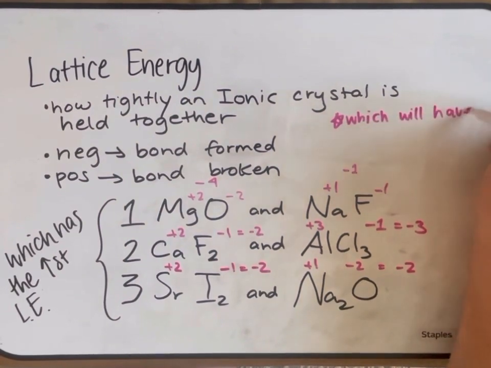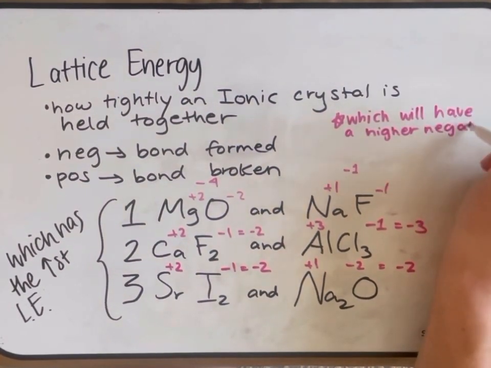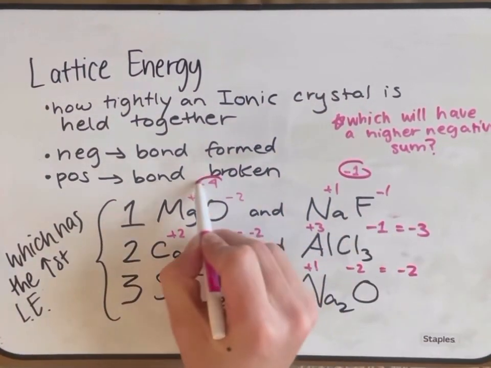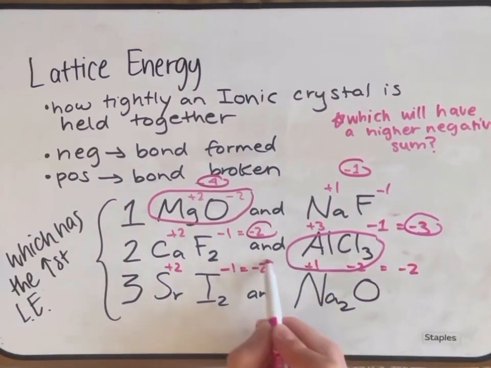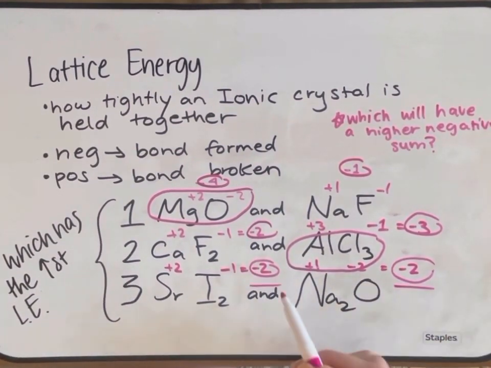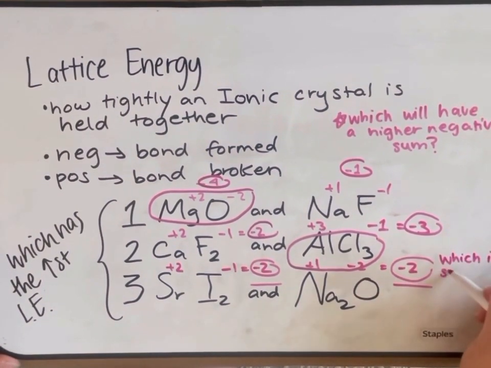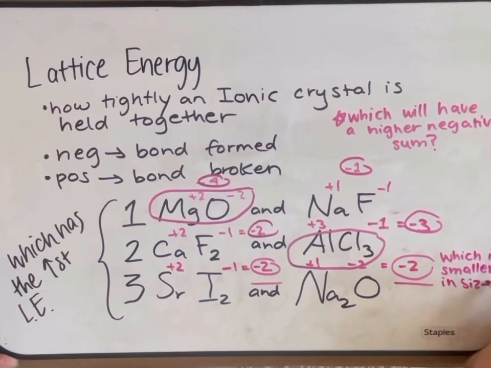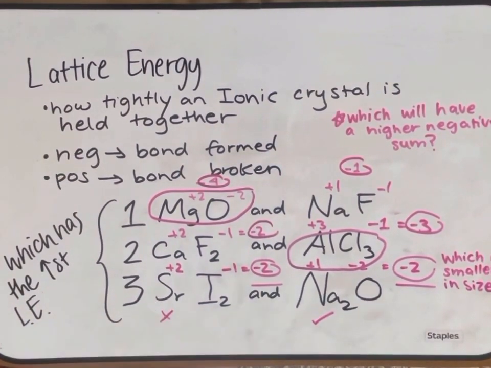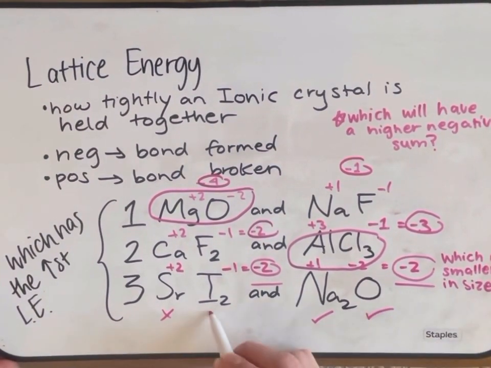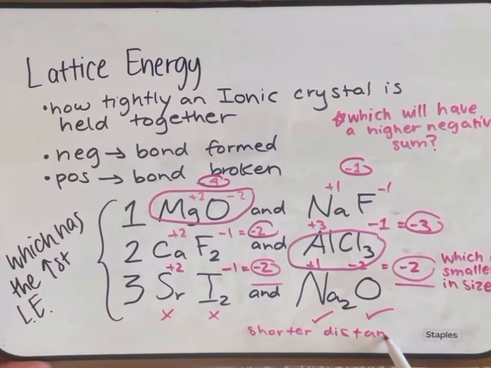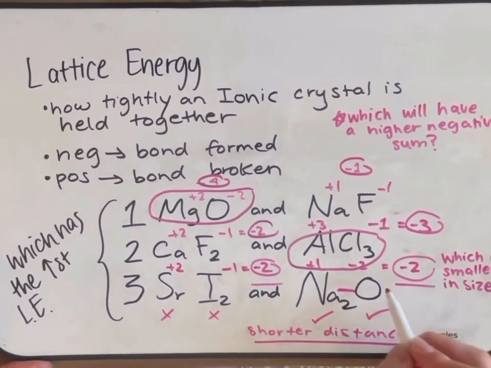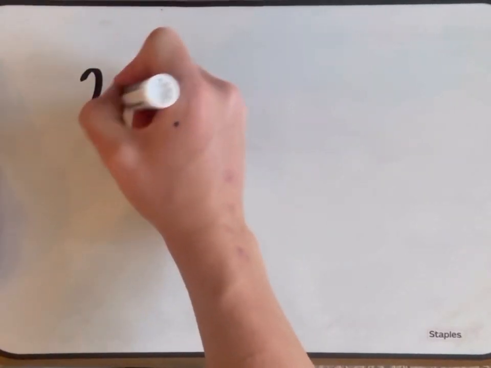So our focus is which will have a higher negative sum. As we see in MgO, there's a negative sum of 4, so obviously it's MgO. There's a -3 sum of AlCl, so therefore it's AlCl. But what happens when they're both the same negative charge? We're going to look at which of the two is smaller in size, because they both have the same charge, so we can't determine otherwise. So Na is smaller than Sr, and O is smaller than I. So therefore, a shorter distance means stronger lattice energy.